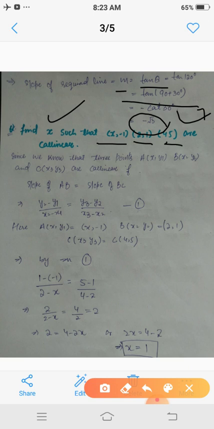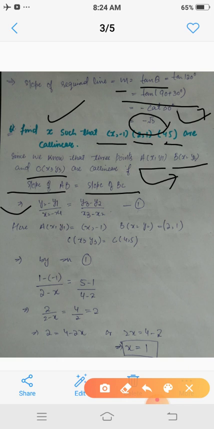Find the value of x such that the three points (x, -1), (2, 1) and (4, 5) are collinear. We know that the three points A(x1, y1), B(x2, y2), C(x3, y3) are collinear if the slope of AB equals the slope of BC, because these three points lie on the same line. This implies that (y2 minus y1) upon (x2 minus x1) equals (y3 minus y2) upon (x3 minus x2). Here the given points are A(x1, y1) is (x, -1), B(x2, y2) is (2, 1), C(x3, y3) is (4, 5).